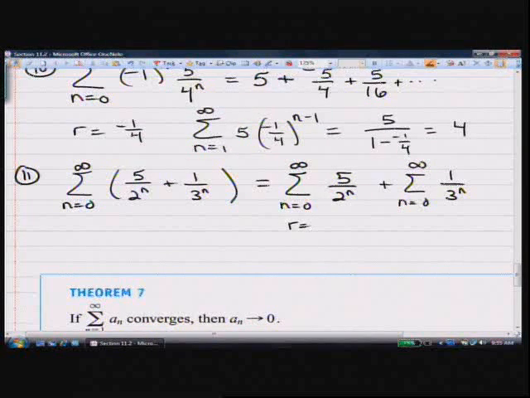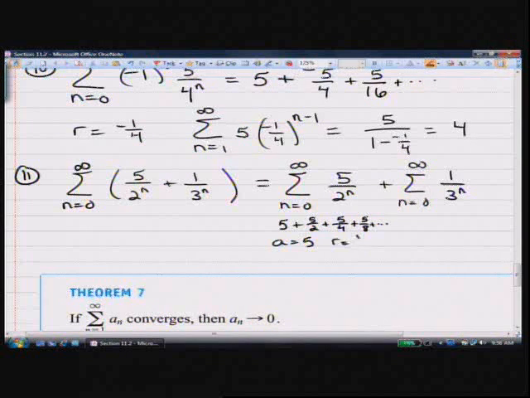And you should be able to see this one is going to have an R of what? R will be equal to what? What do you think? You want to write a few terms out first? Yeah, okay. So it's 5, right, for the first one. And then 5 halves. And then 5 fourths. And then 5 eighths. So 1/2 is your R, and your A is 5, and your R is 1/2.